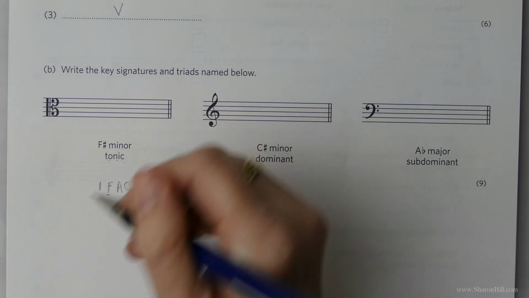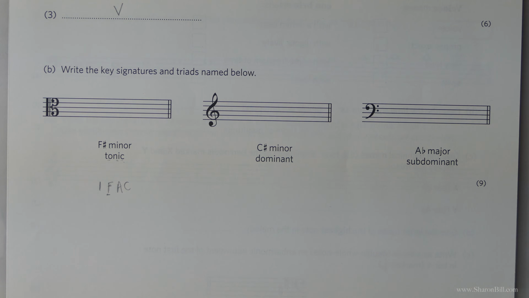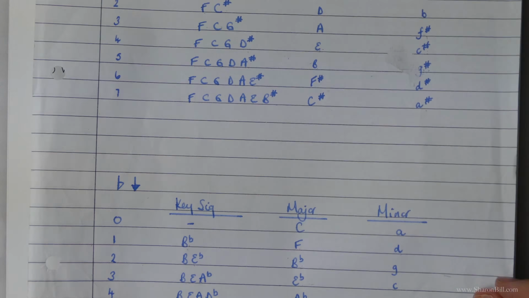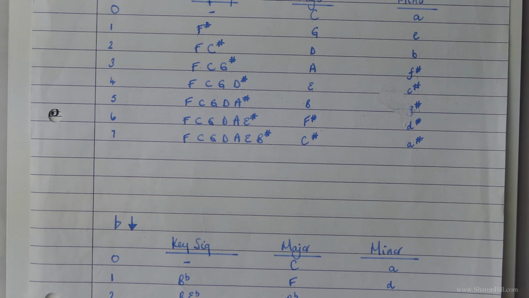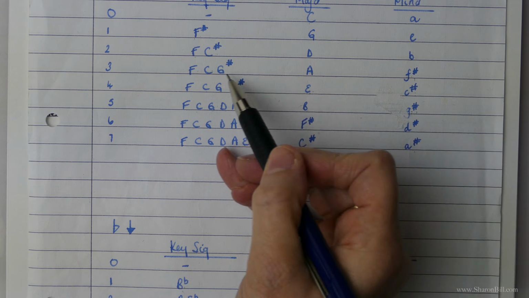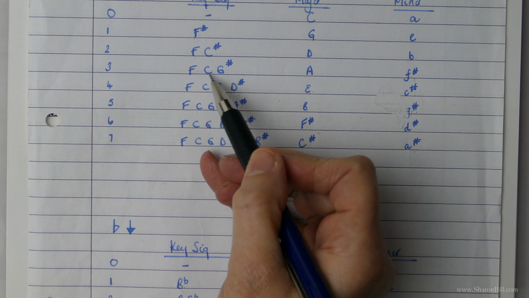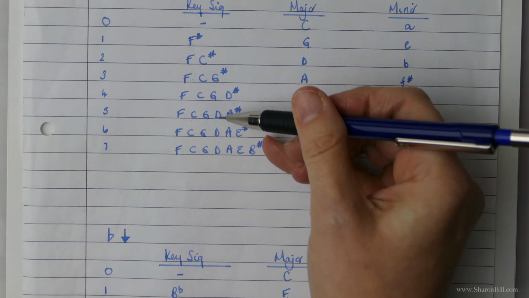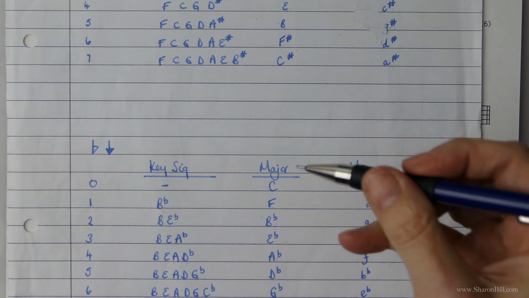So F sharp minor. Now this is where it's helpful if you've done your circle of fifths before you've even started, all of your thinking is done. We know that F sharp minor is related to A major and has a key signature of F, C, G sharps.